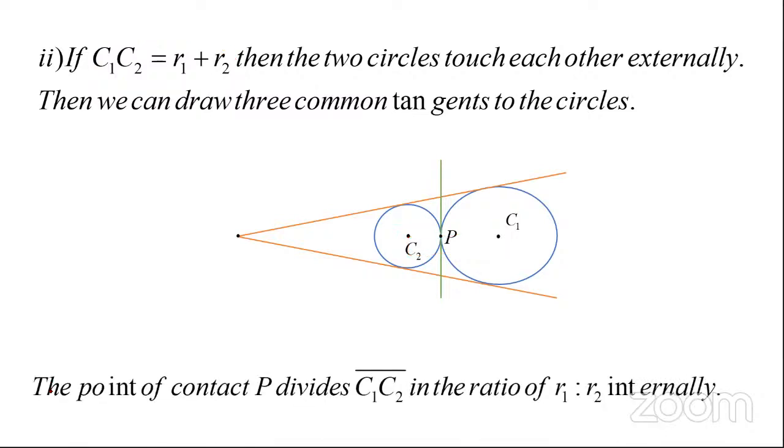The point of contact P divides C1C2 in the ratio R1 is to R2. Here C1, P, C2 are collinear points, and P divides C1C2 in the ratio R1 is to R2.